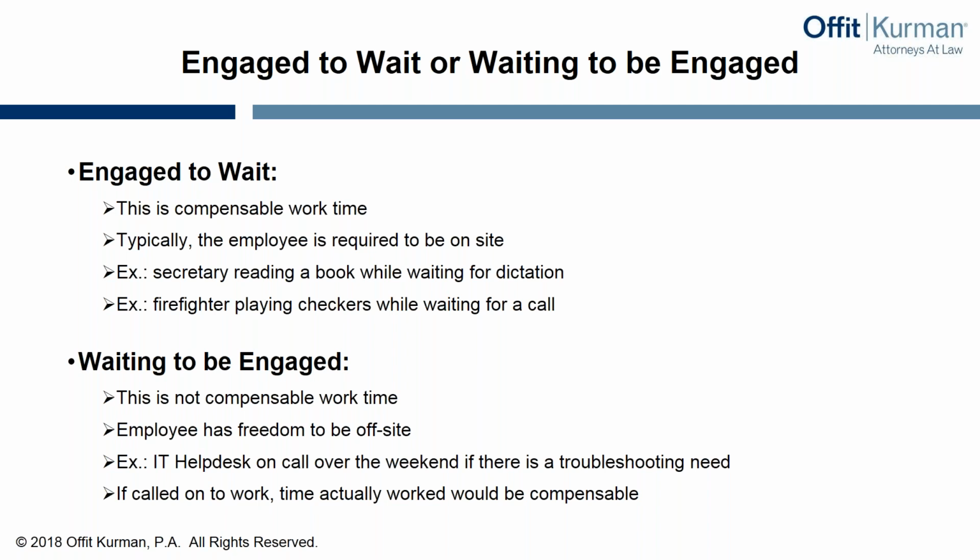By that I mean, in both these examples, the employees are required to be on site, required to be available, and can't just go to the movies, go to a ball game, go grab lunch. They're still working within the parameters of their employer saying, hey, I need you here. And when an employer says that, it's going to be compensable work time. In contrast, there's the waiting to be engaged category, which is not compensable work time. The key distinction here is that the employee has freedom to be off-site.